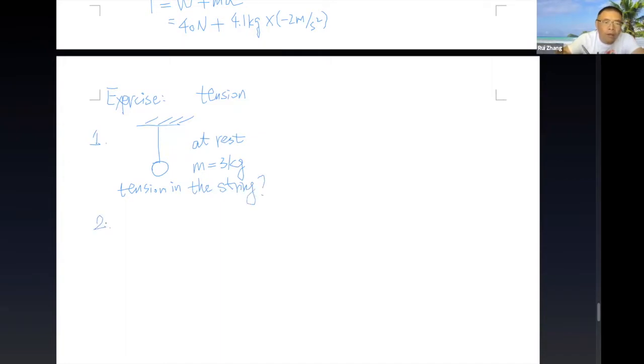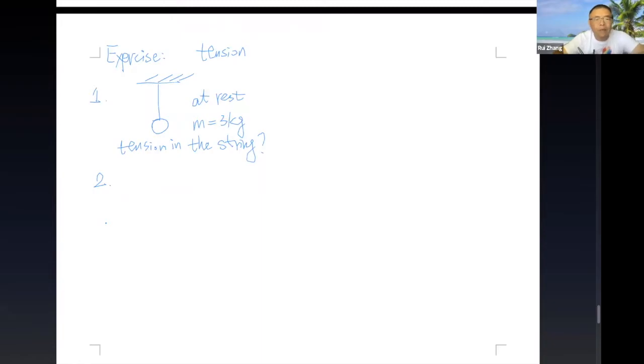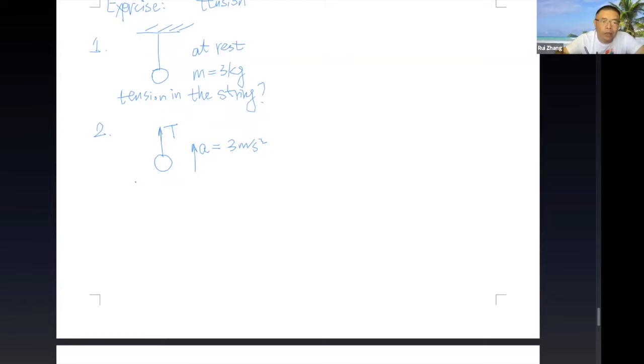And then the second one here is, now you have something pulling the object. Let's call this a tension T. The whole thing goes up with an acceleration a equal to 3 meters per second squared. Let's calculate the tension in the string in this case.